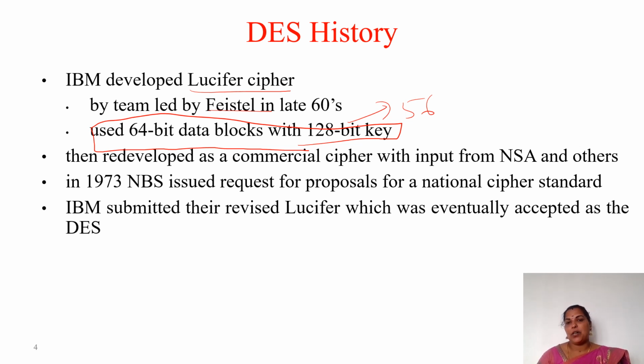Then they redeveloped it as a commercial cipher with input from the NSA and others. In 1973, the NBS issued a request for proposals for a national cipher standard. At that time, the Feistel team revised the Lucifer cipher and submitted it as a proposal, and it was accepted as DES. But at that time itself, there were many controversies about the size of the key. They showed that with this key size and this many rounds, they were getting better security. With that proof, everyone accepted it. But still some controversies remain, and this cipher is deprecated. But it acts as a base, so we are learning it.